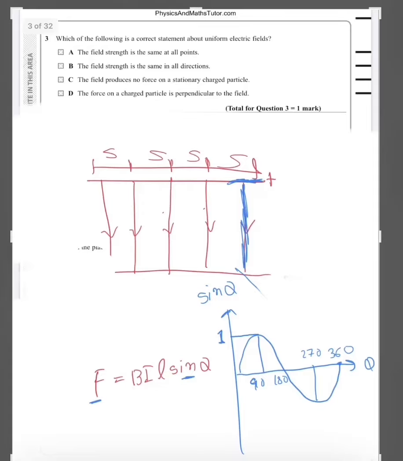So this proves that part B is not correct. The field strength is not the same in all directions. It depends on the angle between the magnetic field and the current carrying conductor. Part C, the field produces no force on a stationary charged particle. This is not correct. The field produces force on a stationary charged particle.